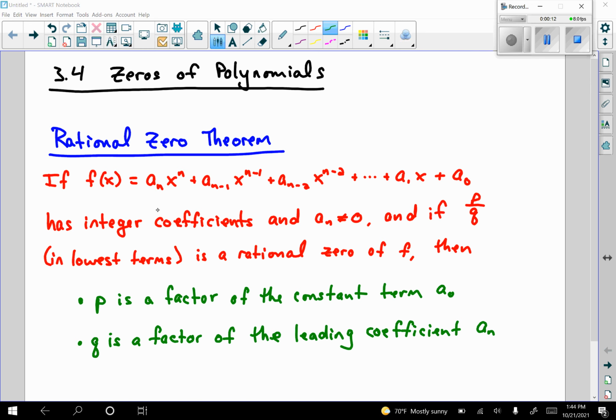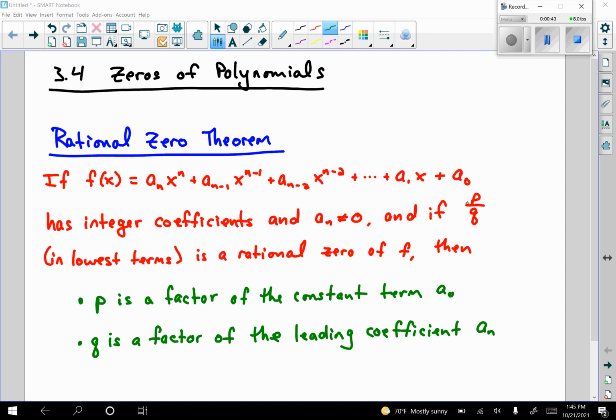So if f of x, which is denoted by all of this stuff right here, just means it's a polynomial, where a sub n is our leading coefficient times our largest degree, or our largest power of x, and then it keeps going down, and then a sub 0 is our constant. So if f of x is this polynomial function and it has integer coefficients, so the a sub n minus 1, a sub n minus 2, all the way down to a sub 1, and then a sub 0, they're all integer coefficients, and our leading coefficient isn't 0.